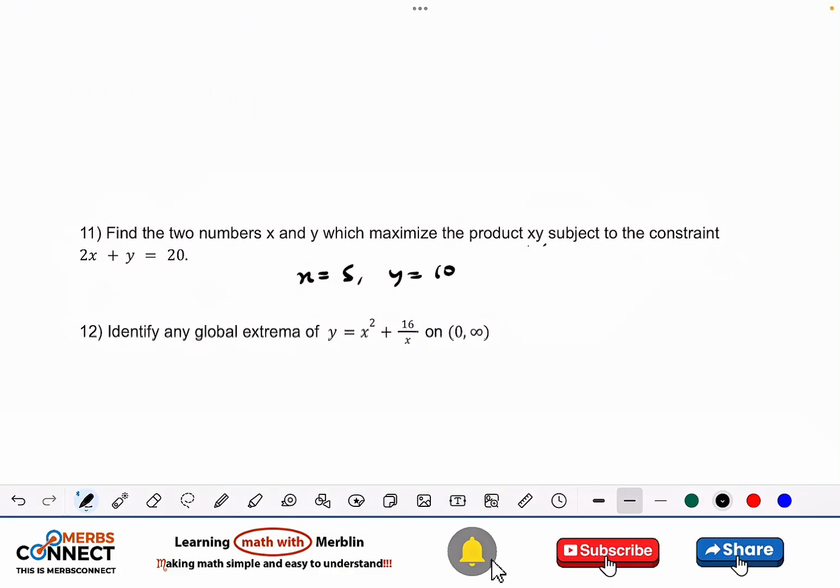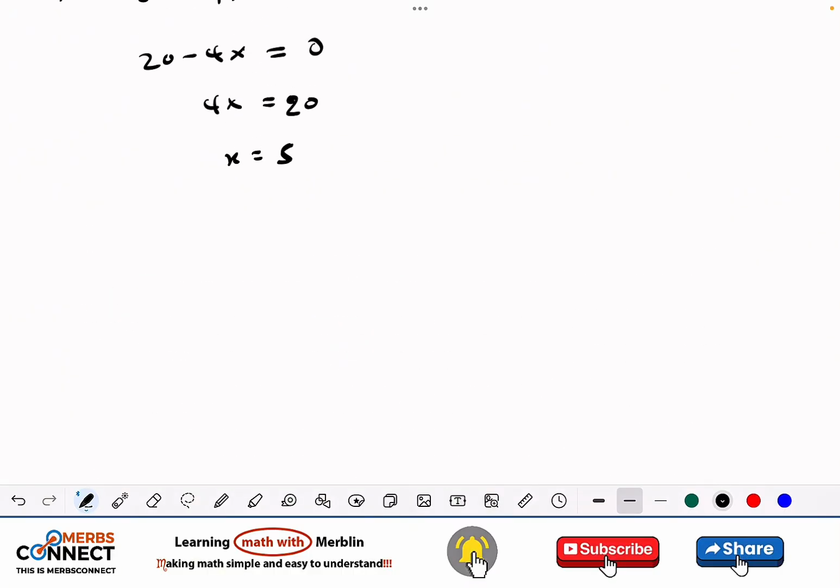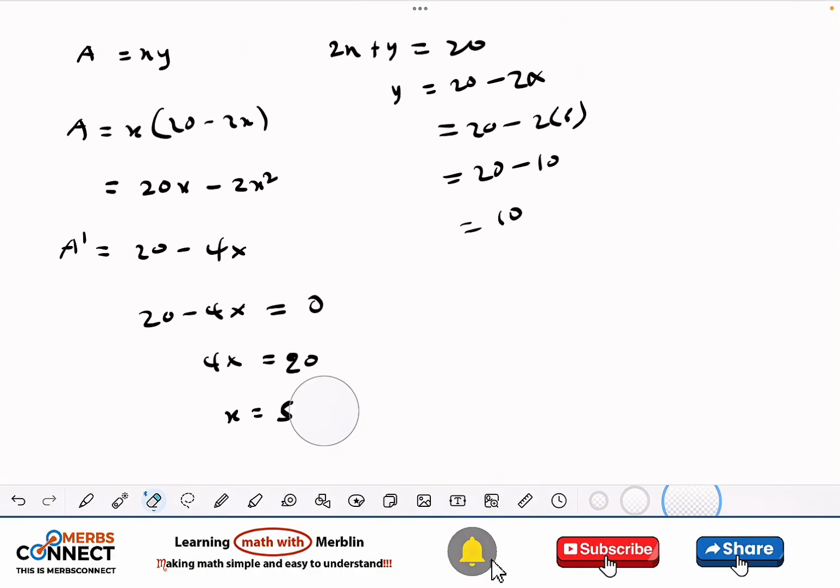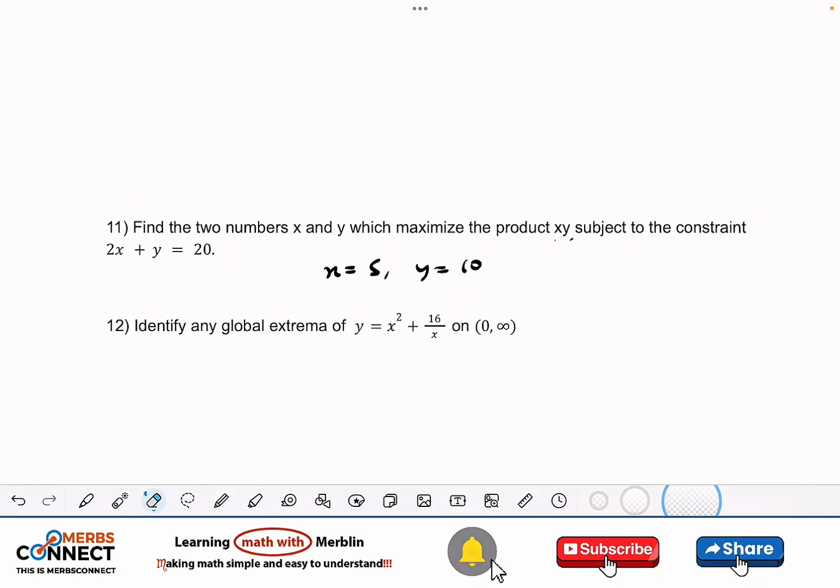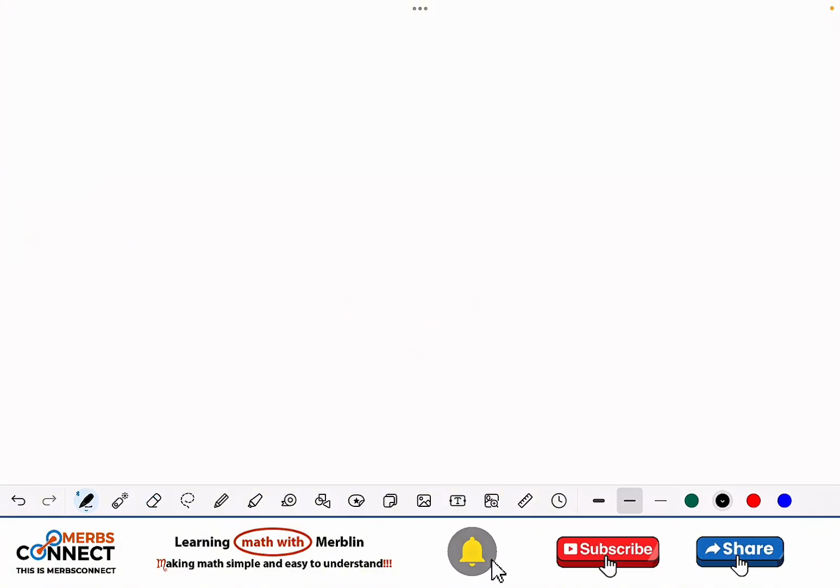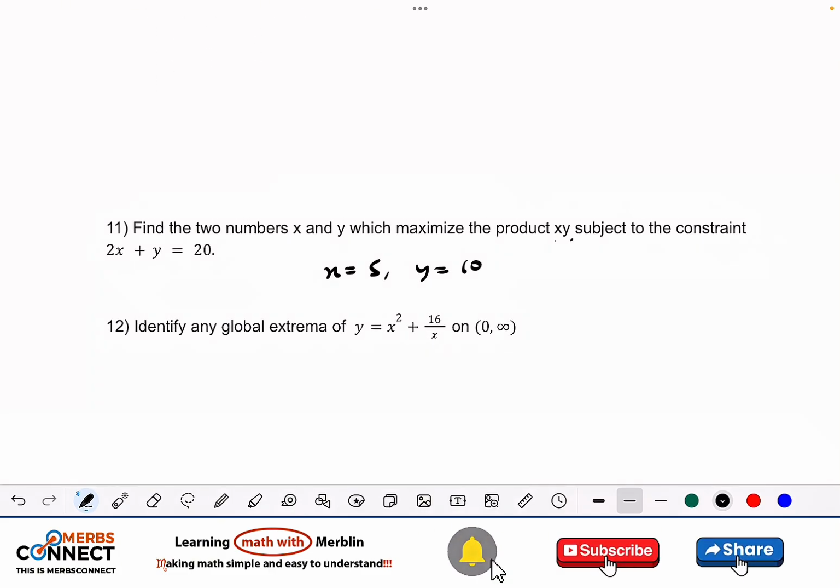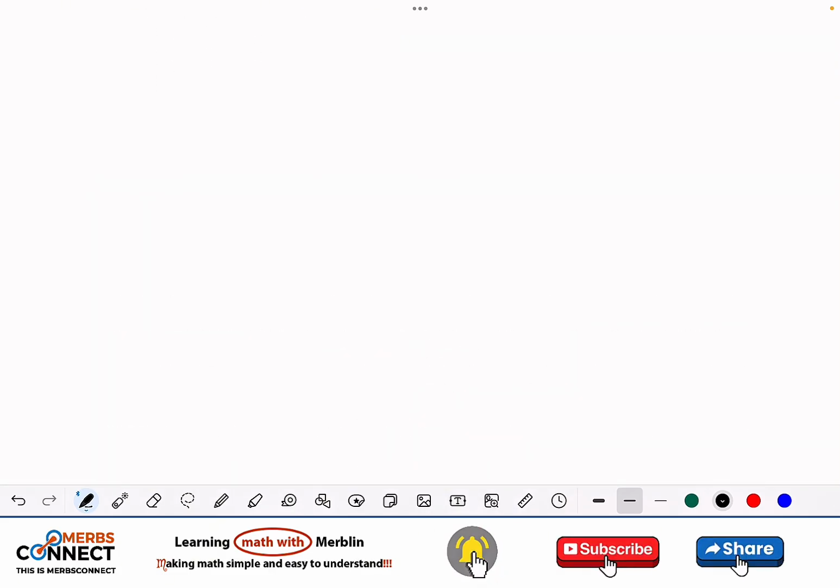Now, last one, then we are done with this review question. Now we want to look at the global extrema. When we talk about global extrema, we are talking about absolute extrema, that's what you need to have in mind. So I'm going to have y equal to x squared plus 16 divided by x. I think that's the right question. And the domain here is 0 to infinity.